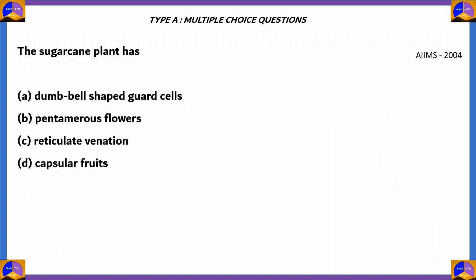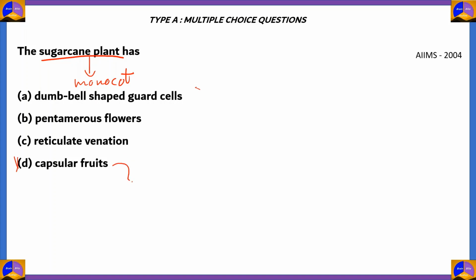The sugarcane plant has A, dumbbell-shaped guard cells, B, pentamerous flowers, C, reticulate venation, and D, capsular fruits. In order to break this question down, it is sufficient to know the fact that sugarcane is a monocot. So let's look at each of our options. Option D, capsular fruits. Now this option is incorrect.